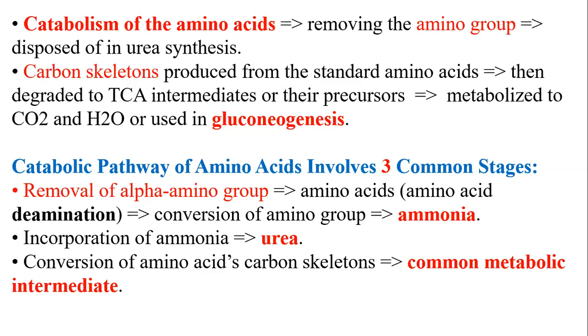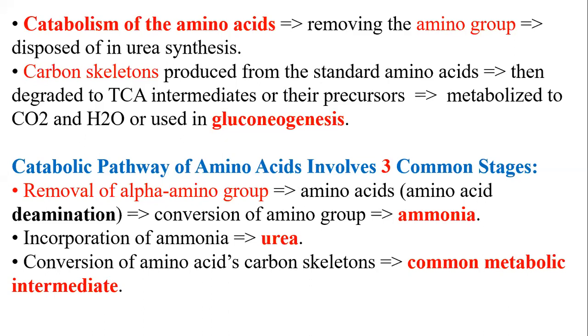Carbon skeletons, which are produced from the standard amino acids after removal of the amino group, enter into the tricarboxylic acid cycle as its intermediates or their precursors, and are finally metabolized to carbon dioxide and water, or used in gluconeogenesis.